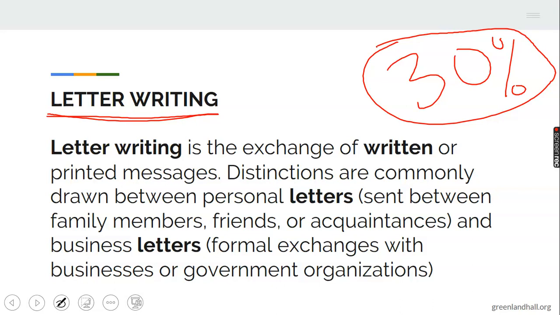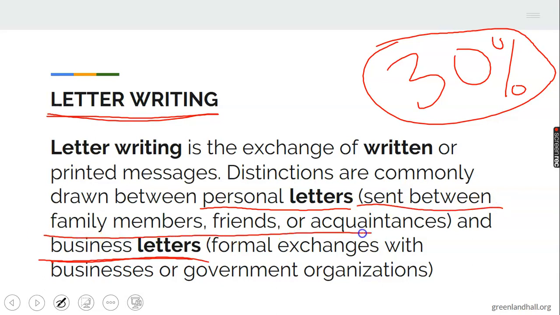and we have two forms: the personal letter, which is the same thing as the informal letter, and the business letter, which is also called the formal letter. The personal letter is sent between family members, friends, or acquaintances, while the formal is exchanged with business or government organizations. That's what the formal is all about.